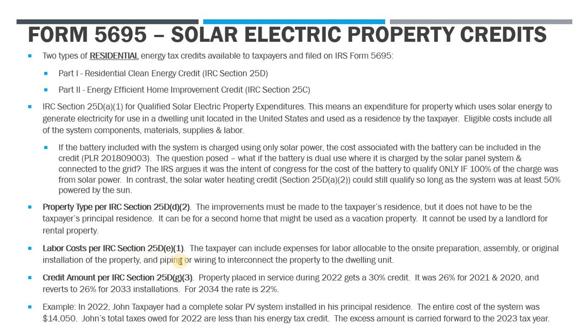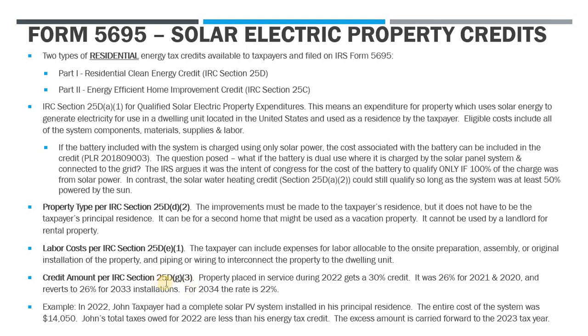Labor costs, again, they can be included. That's specifically outlined in the tax code. So 25D(e)(1) says labor allocable to the installation of the system can be included in the cost. And so the big question is always, well, how much of a credit can I get?